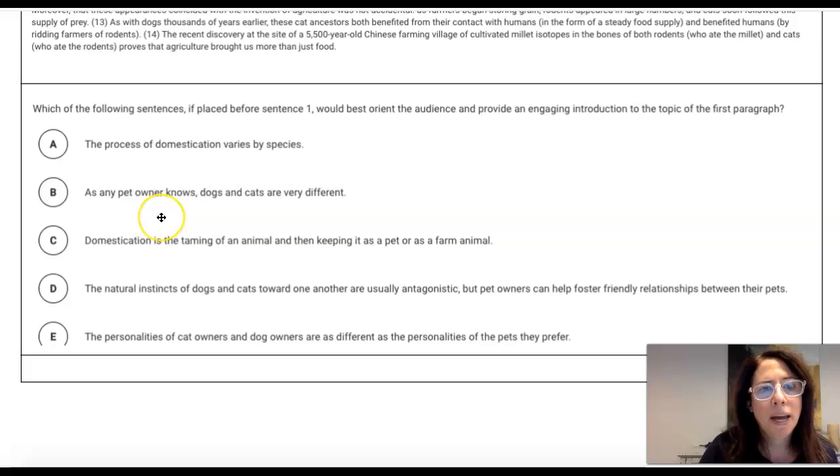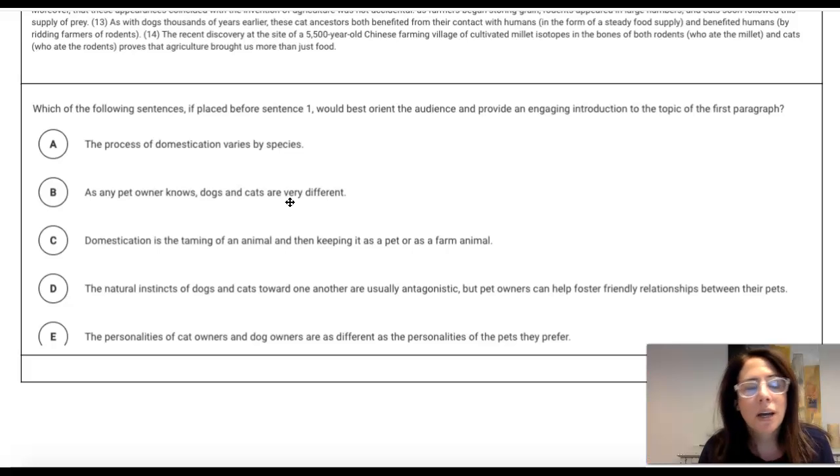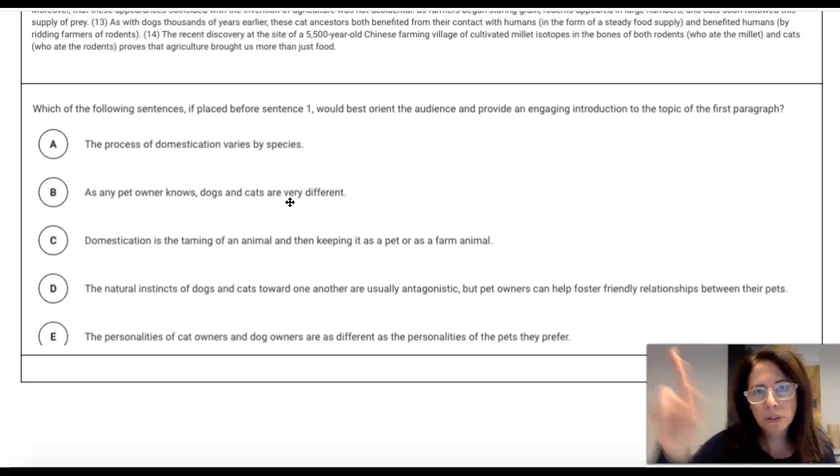B, as any pet owner knows, dogs and cats are very different. All right, I do know that I need something to show the difference between cats and dogs. So, I'm not sure about the beginning part of this sentence, as any pet owner knows. I mean, it kind of engages the audience because it brings in possible pet owners, right? And makes that connection. I don't love it, but I'm going to keep it and just put a question mark in my head next to it.